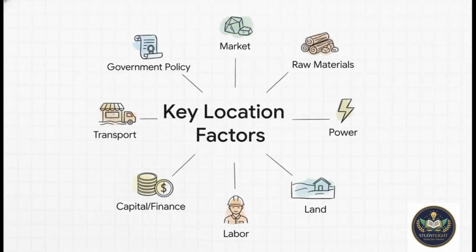You need your raw materials, power, land, and labor. But you also need the capital to fund the whole thing, transport to move your goods, and a market to sell to. And you know what? Even government policy plays a huge role. Finding that perfect spot is a real balancing act, trying to get all of these factors to line up in the most efficient way possible.